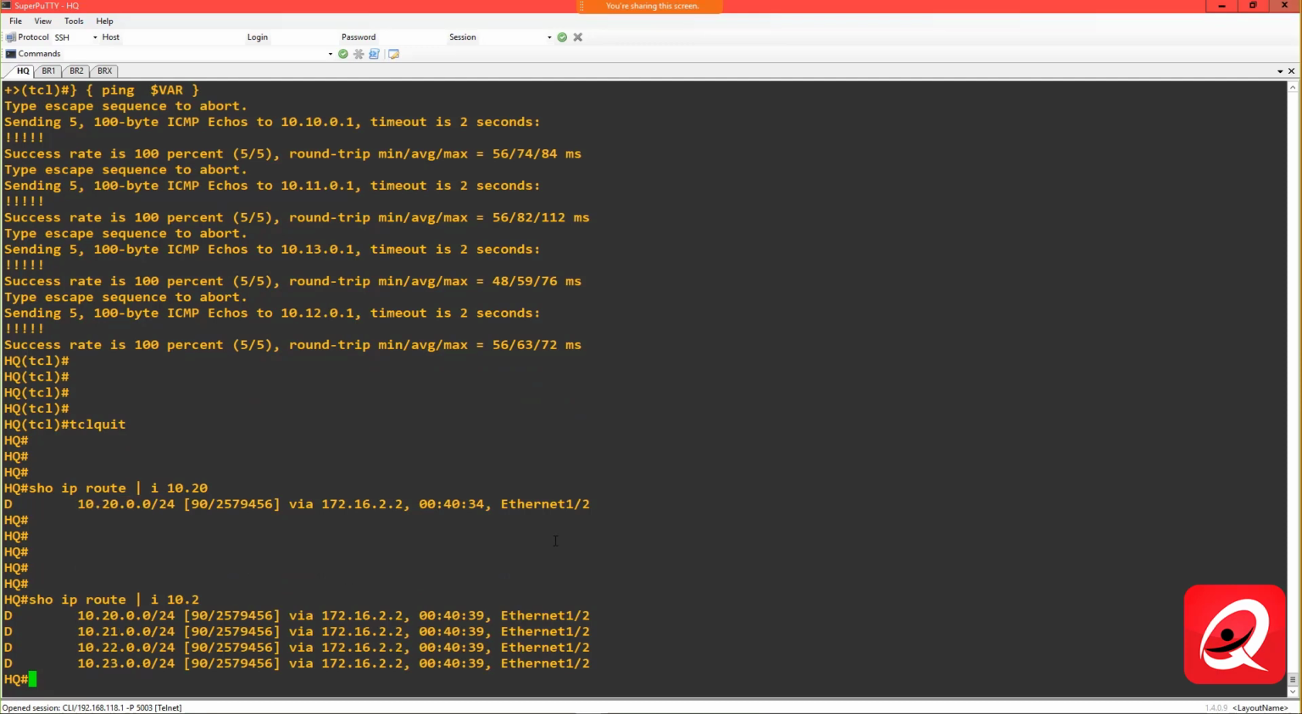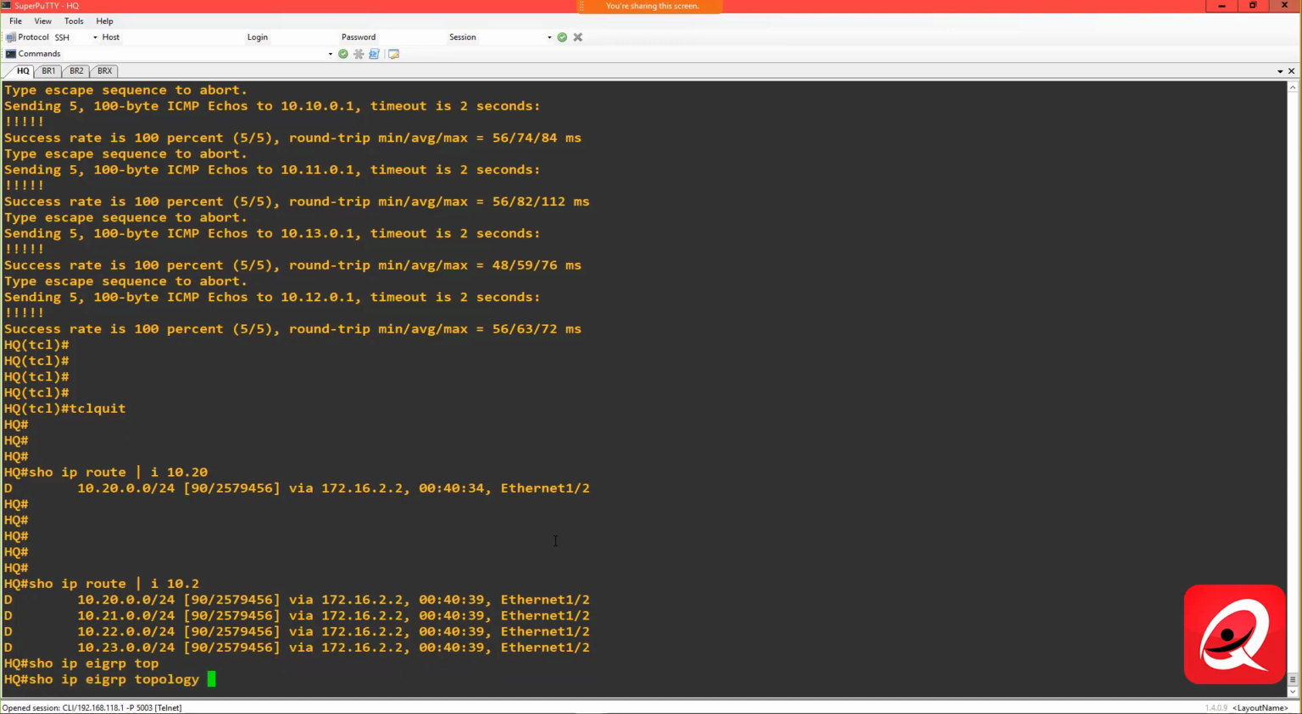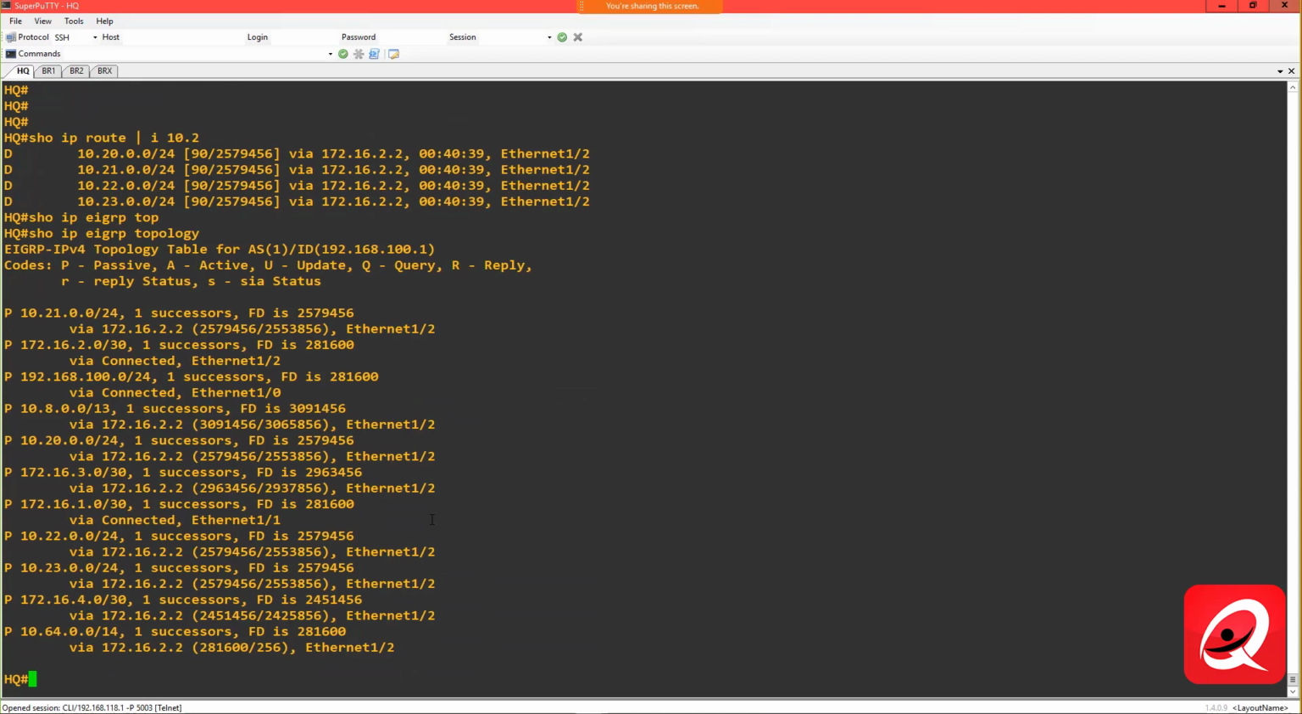All right. Now, if I do a show IP EIGRP topology, all right, we see the /24s here as well. There's 22, there's 23, there's the 20. We do not see the /14. All right. Any idea why we're not seeing the /14?